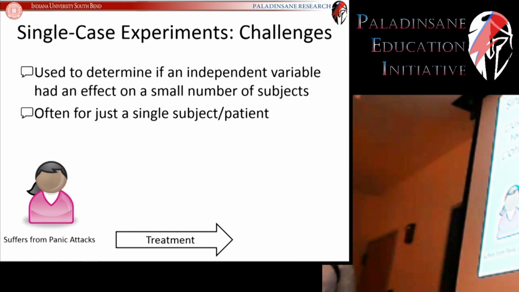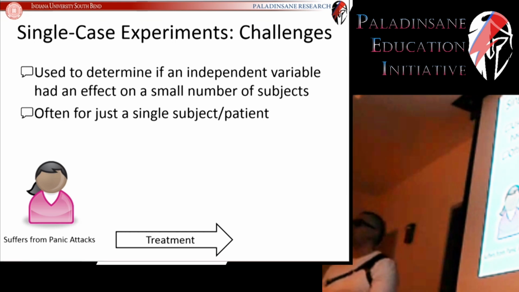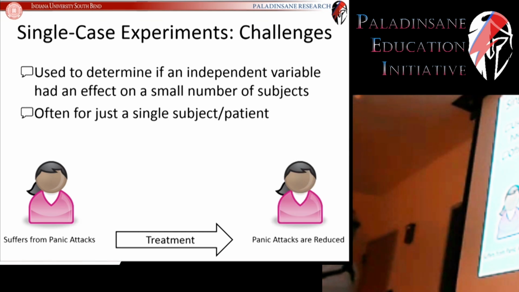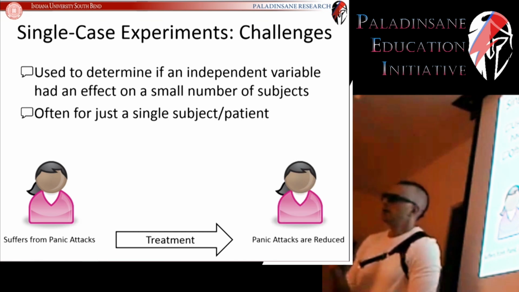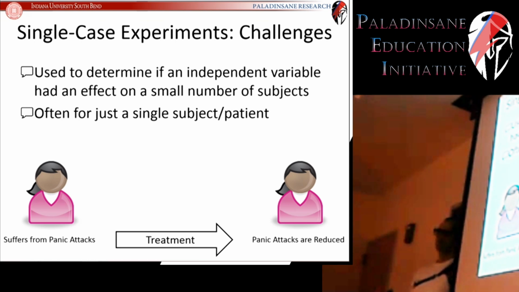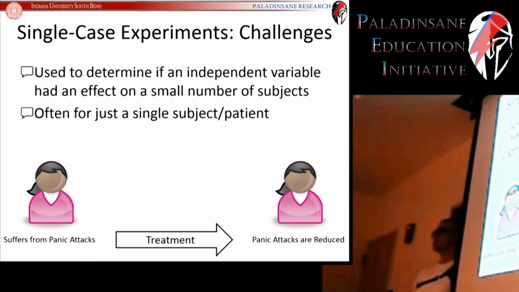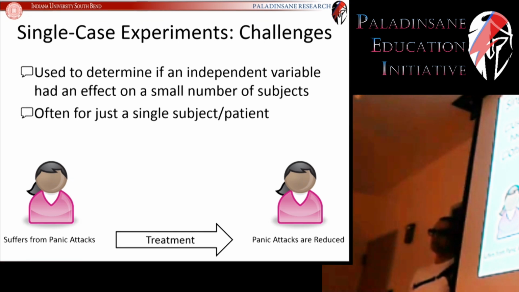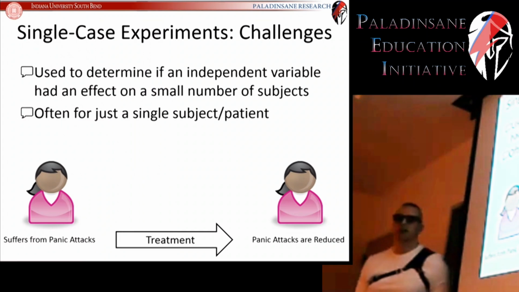After a week, they come back and you look at how often they had panic attacks for that week, and you see that the panic attacks are reduced. So the question is, can we from this conclude that our treatment was successful? Can we, based on this, say that our treatment was effective at reducing the panic attacks? And more importantly, that this individual should now continue to do this treatment in order to further reduce panic attacks in their lives?